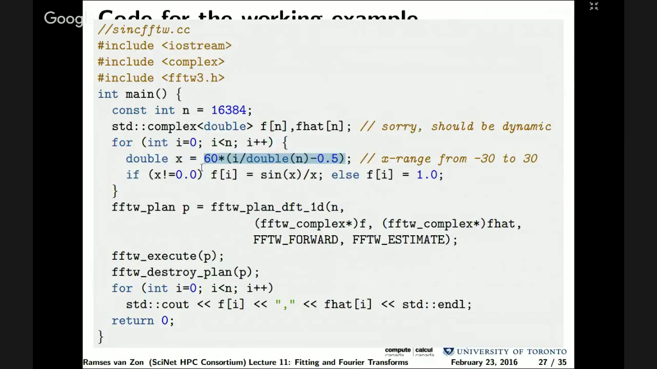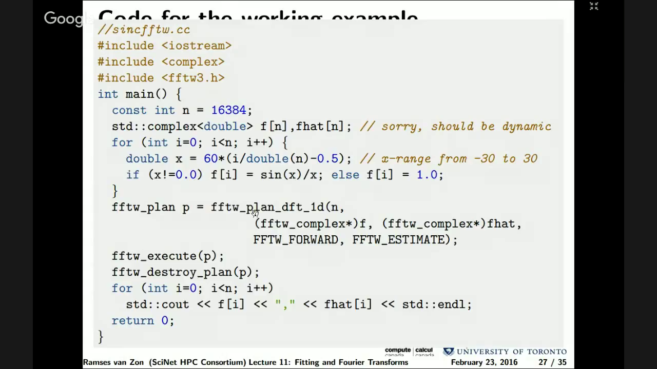I take this format to get an x range from minus 30 to 30. You can imagine 0 gets negative 30, and n becomes 30. And then if x isn't 0, I just compute sine x over x to get this sinc function. And otherwise, I use that the limit is 1. So computers aren't very good at dividing 0 by 0 and giving me 1, but this is the actual limit, so the real function. Okay, so that's just my generate data.